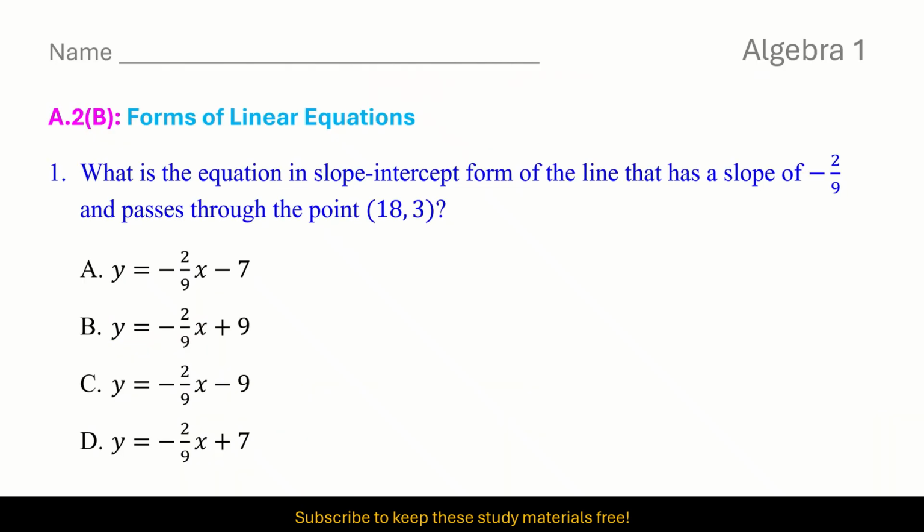Number one, what is the equation in slope-intercept form for the line that has a slope of -2/9 and passes through the point (18, 3)?